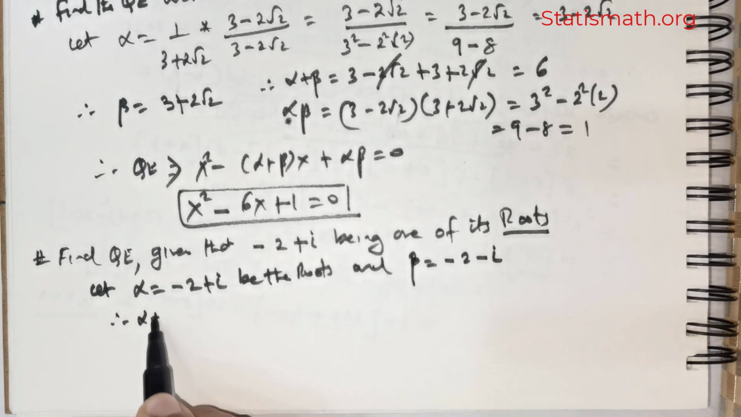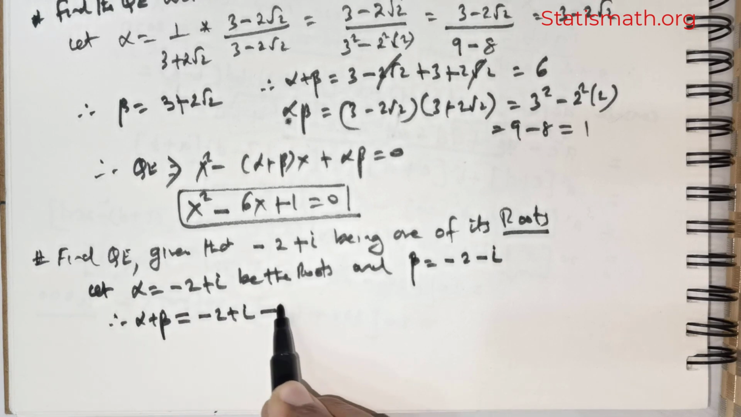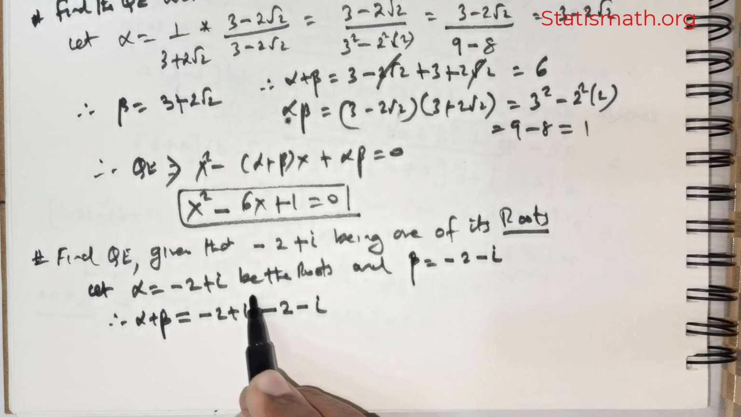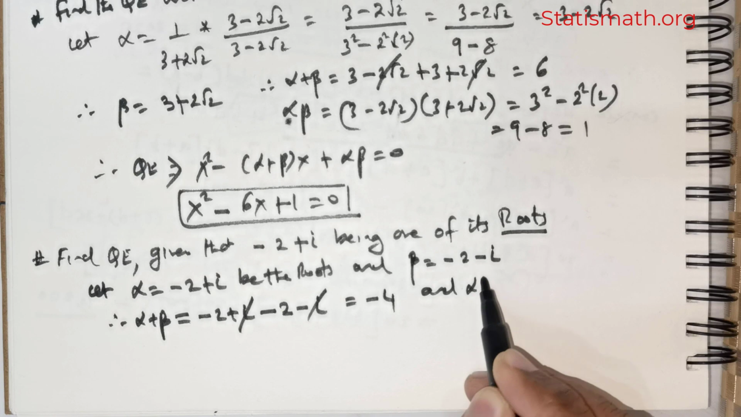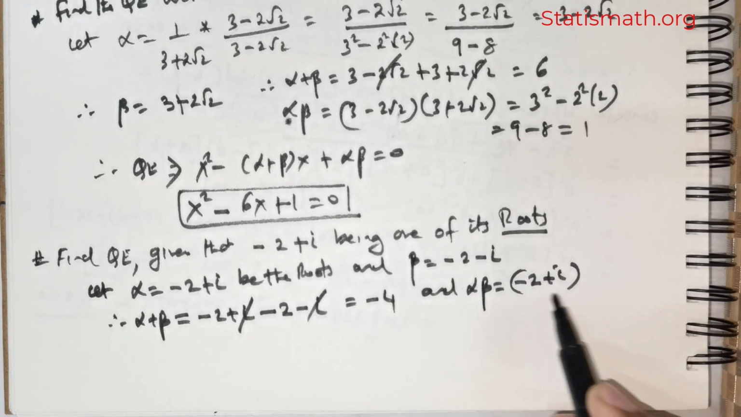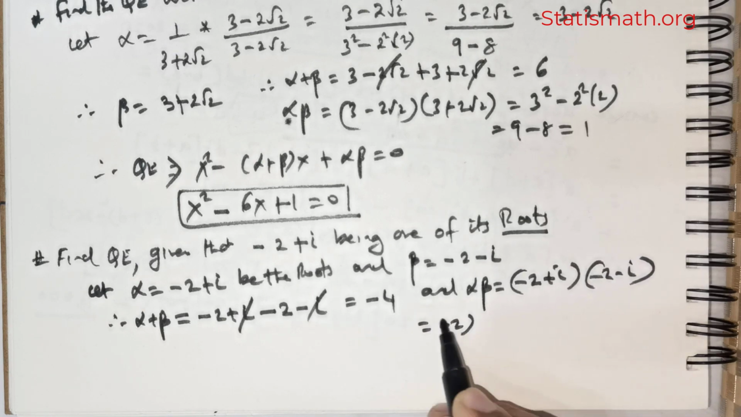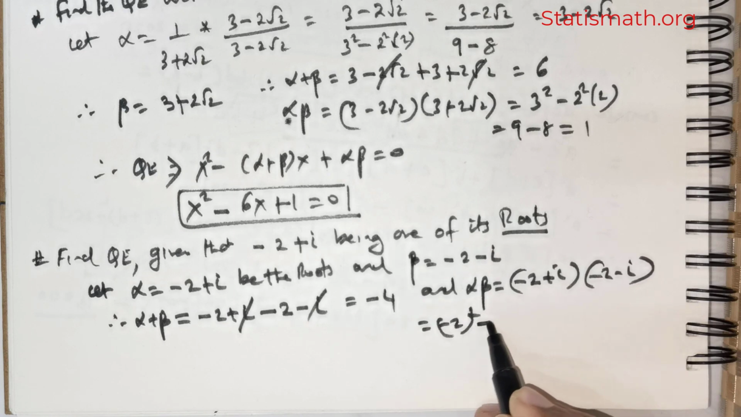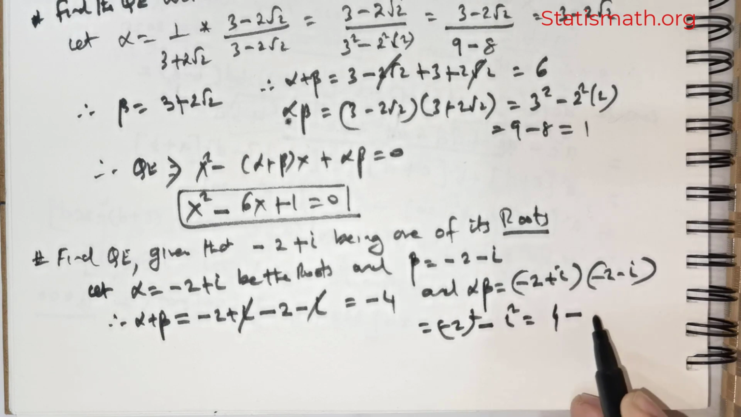So therefore clearly you can sum it up. So alpha plus beta is going to be negative 2 plus i, negative 2 minus i, plus i minus i gets cancelled, giving me negative 4. And alpha times beta is going to be negative 2 plus i being multiplied with negative 2 minus i. So this is going to give me negative 2 squared, plus negative negative, and i squared. So this is going to be 4 minus i squared, which is negative 1. So when you add up you get 5.